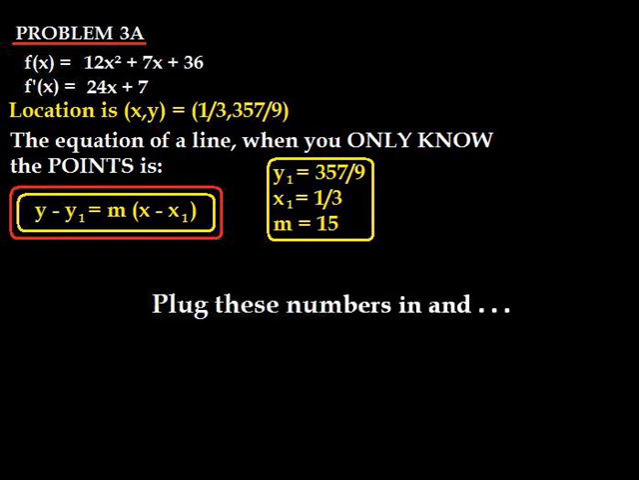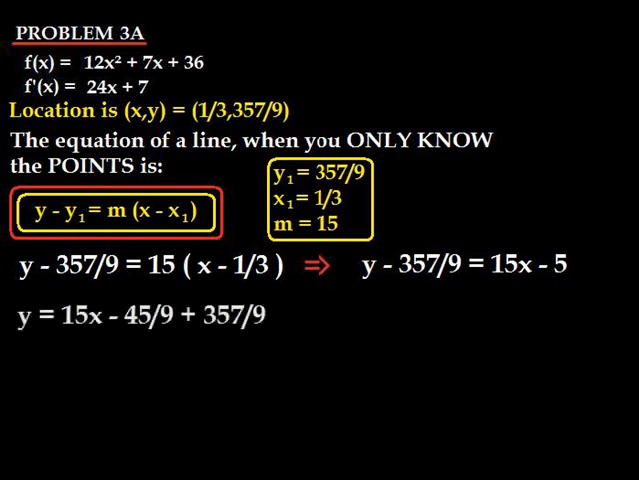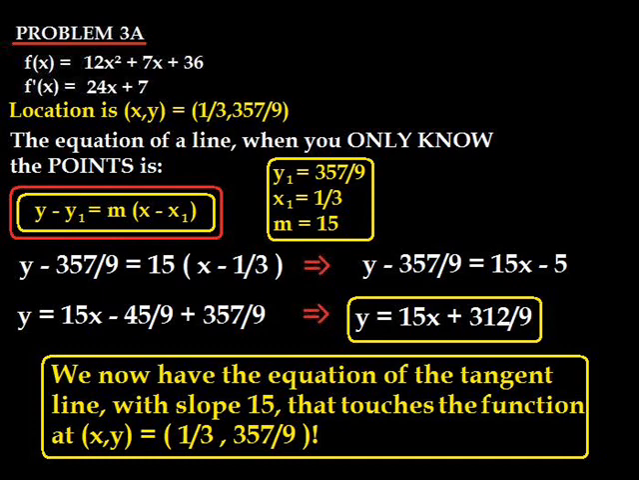The result is y minus 357 over 9 is equal to 15 times x minus a third. Now this turns into y minus 357 over 9 is equal to 15x minus 5. Now let's bring the 357 ninths to the other side of the equation and collect like terms. The result is y equals 15x plus 312 ninths. We now have the equation of the tangent line with slope 15 that touches the function at x, y equals 1/3 and 357 ninths.